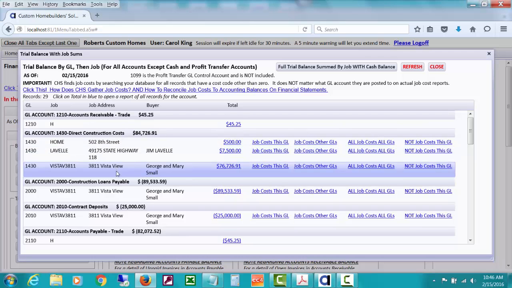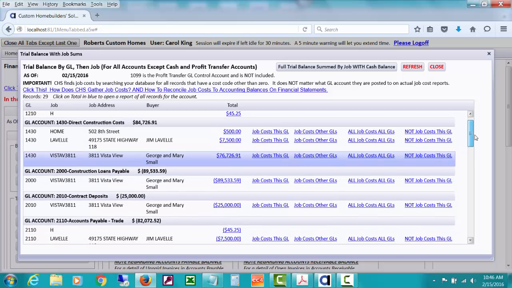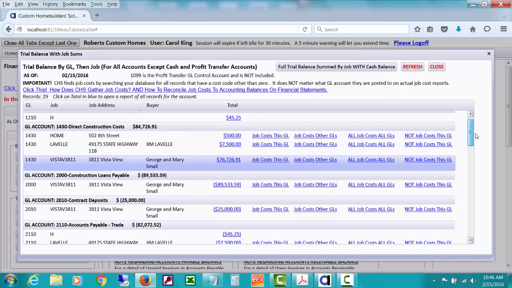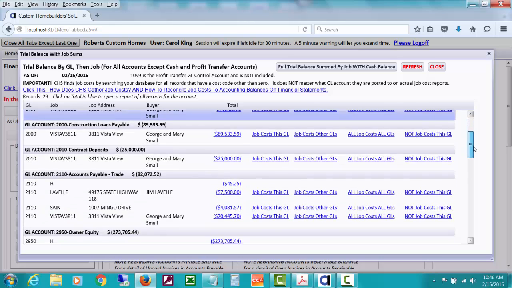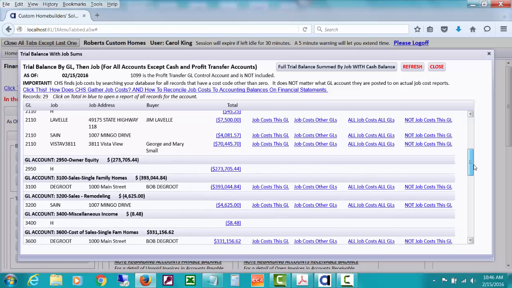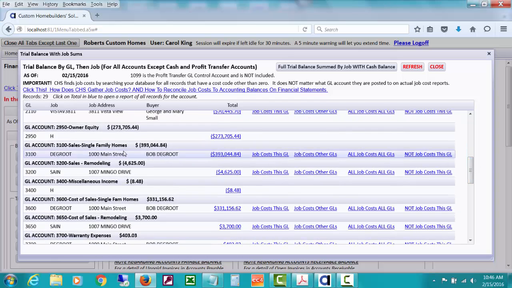But you can see how valuable that is, that you can see it right now in our direct construction costs or work in progress account. We have balances for 3 jobs, and we're real glad to see that our closed job that we were doing in some other videos, that's called the DeGroot job, that there's no balances remaining in there because we closed that job. And when we did, we were closing out a total to sales, single family home, and a total to cost of sales. And that's the only job that we do have in those 2 particular accounts.